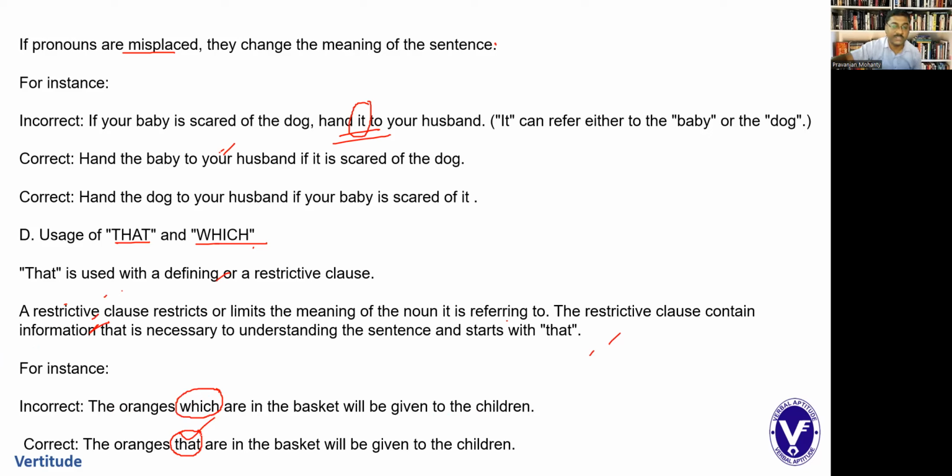So यहाँ पे क्योंकि ये restrictive है, so that's why we will use the pronoun that and not the pronoun which. ठीक है? So a restrictive clause restricts or limits the meaning of the noun: that are in the basket. कौन सा oranges देंगे? जो oranges basket में है. Limits the meaning of the noun it is referring to. So that's why we will use that.